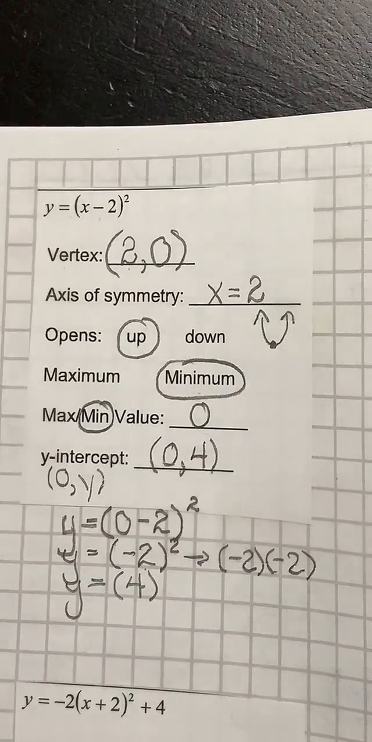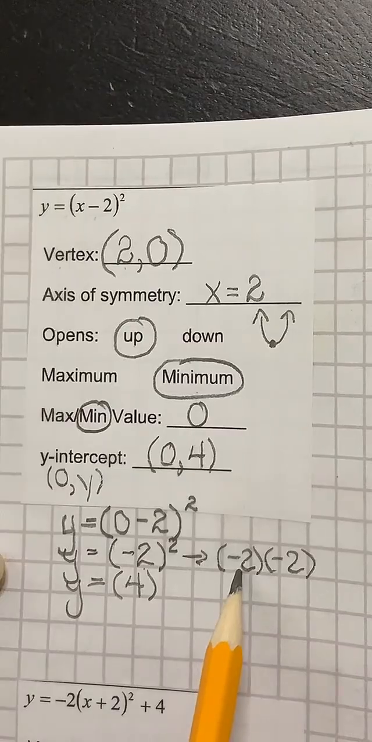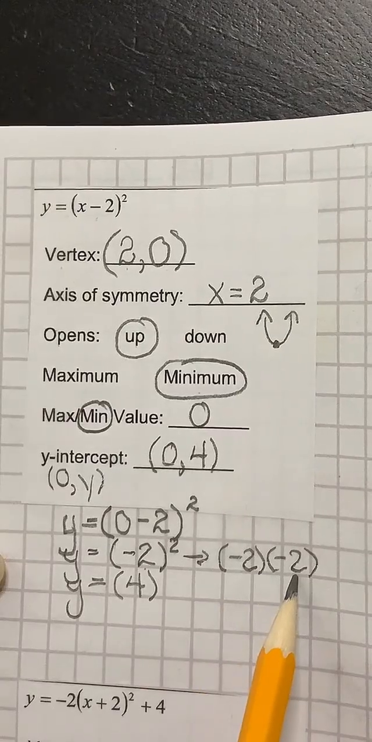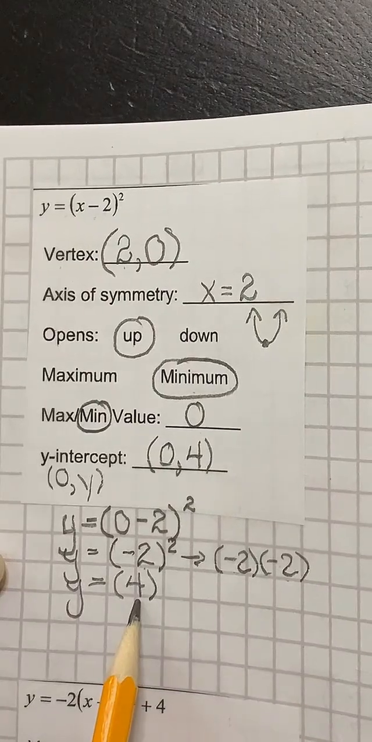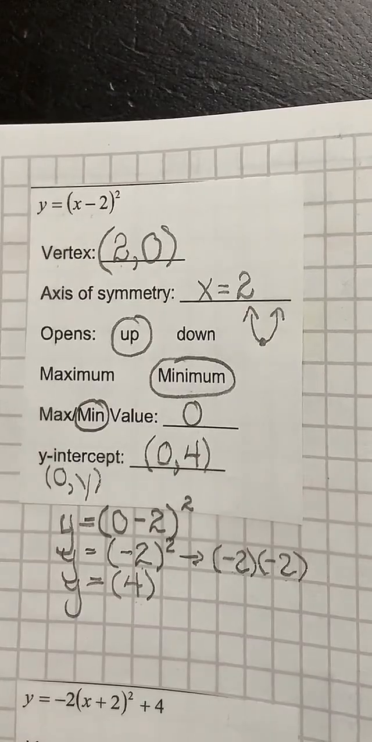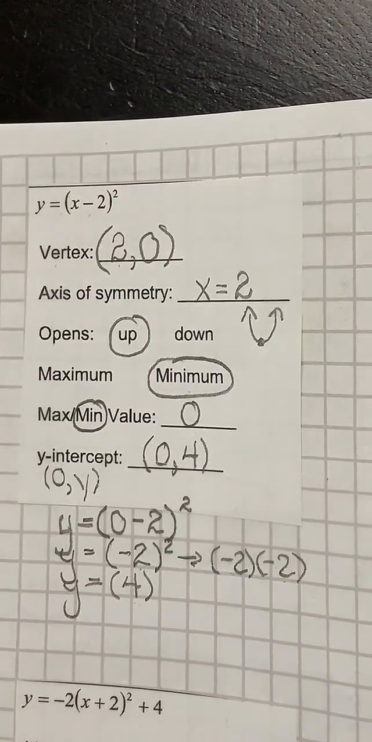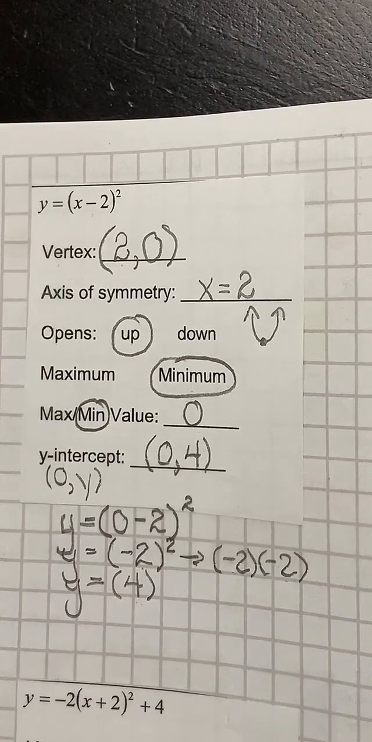Okay, so I just multiplied it. I squared it. Once it's negative 2 times negative 2, you multiply those two. A negative times a negative gives me a positive. 2 times 2 gives me 4. Yes, a negative times a negative is a positive.